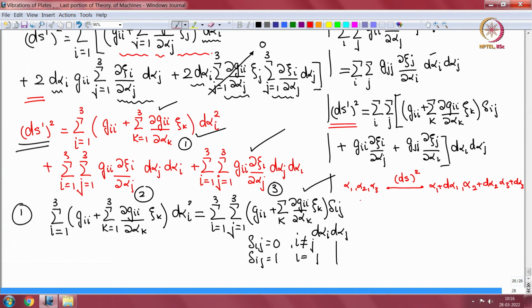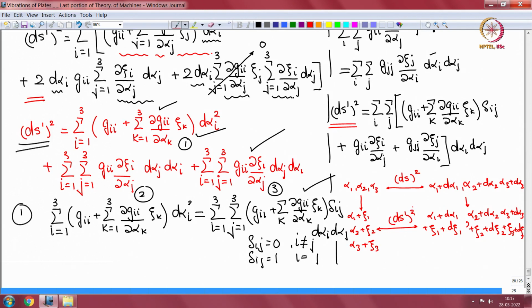Now when it deforms, this point moves to alpha 1 plus xi 1, alpha 2 plus xi 2, alpha 3 plus xi 3, and this point moves to alpha 1 plus d alpha 1 plus the rigid body movement plus the elongation, comma alpha 2 plus d alpha 2 plus xi 2 plus d xi 2, and alpha 3 plus d alpha 3 plus xi 3 plus d xi 3, and this distance is ds dash squared. That's what we have over here.